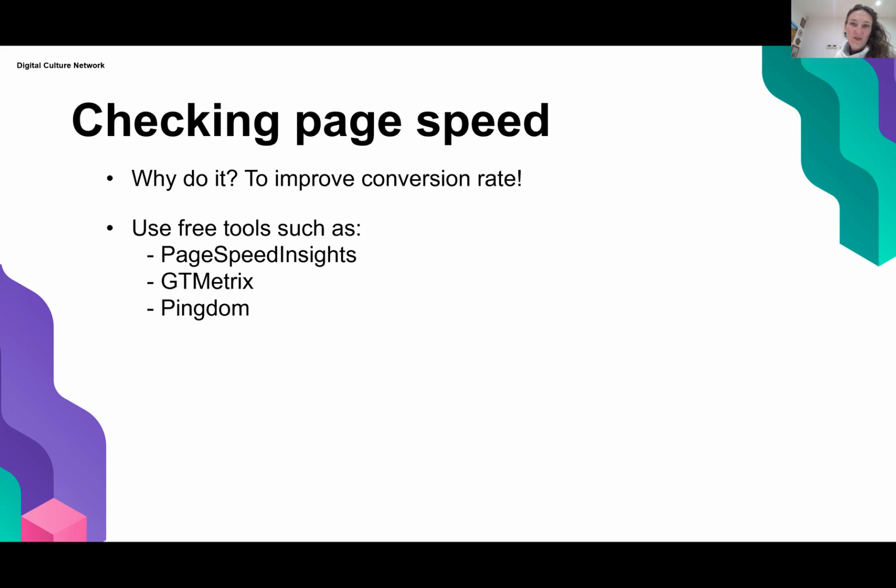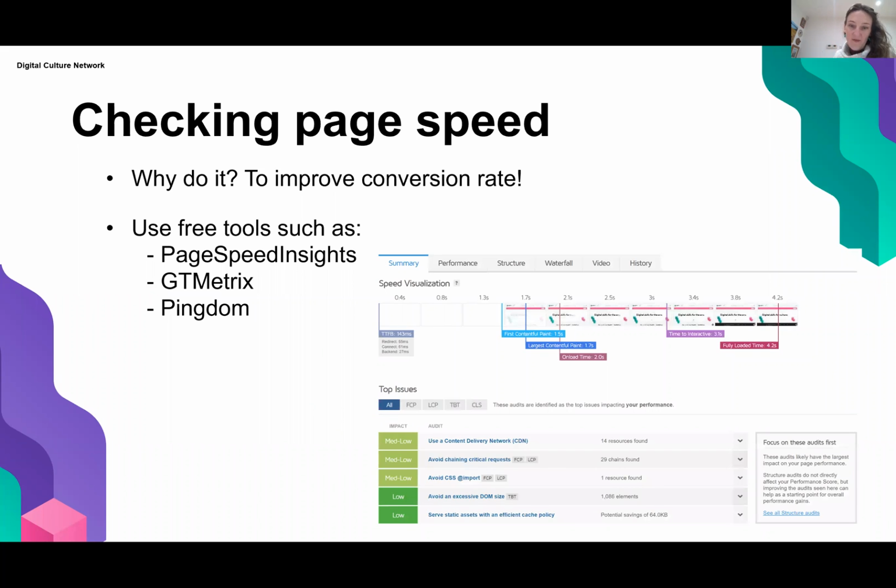My colleague Ollie was going to drop some of those into the chat box, but these are Page Speed Insights, which is provided by Google, GT Metrics, and Pingdom. And these are all websites where you can go and type in the URL for your online shop, and it will spit you back some information about how quickly your website loads. And it will look quite detailed like this. So it's going to tell you in milliseconds what's happening.